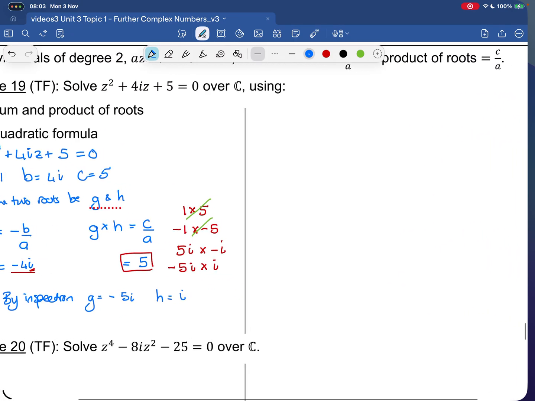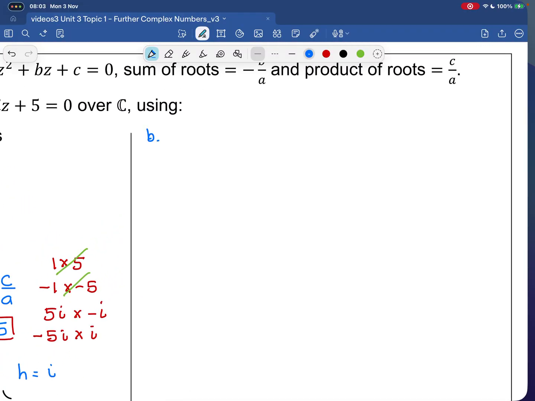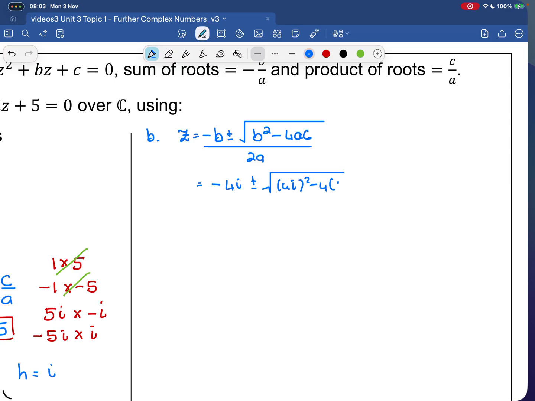All right, we can also just use our quadratic formula and show that that's the outcome that we're getting. So we've got that z is negative b plus or minus the square root of b squared minus 4ac all over 2a. And we've said that b is our 4i. So we've got 4i squared minus 4 times 1 times 5. And that's all going to be over 2.